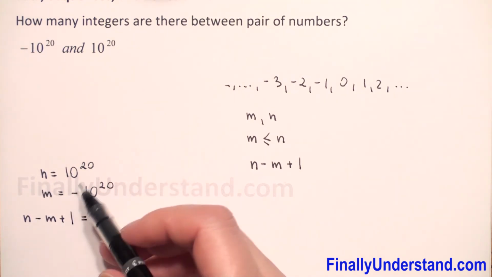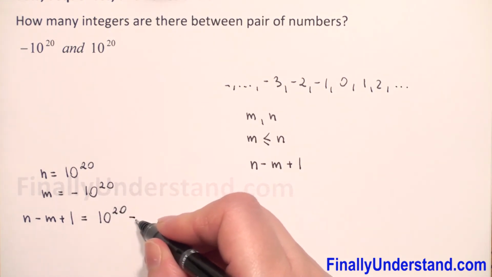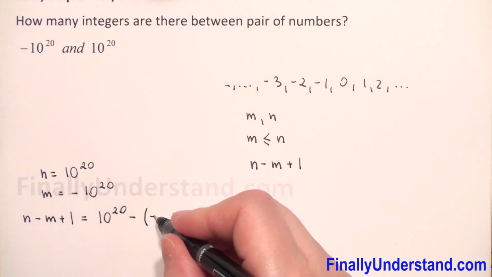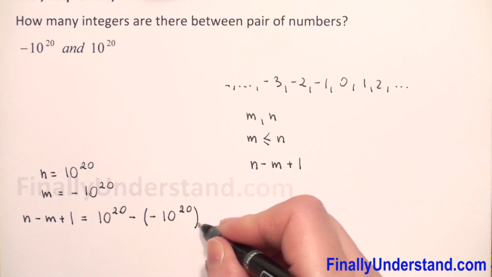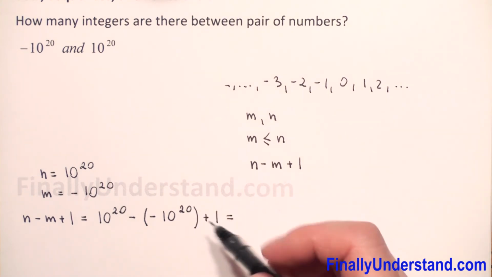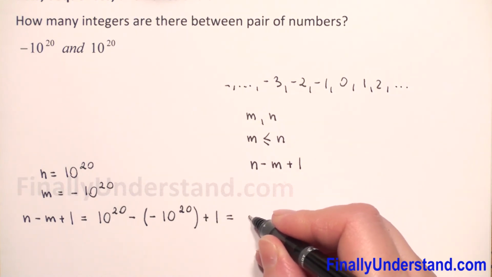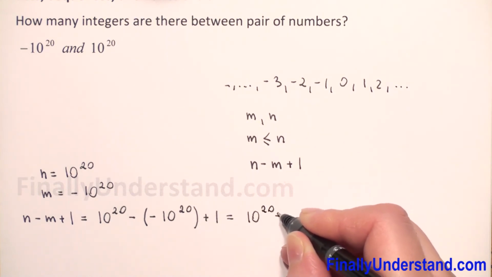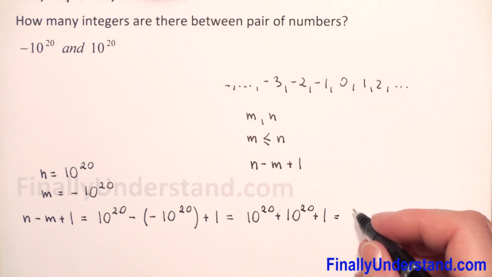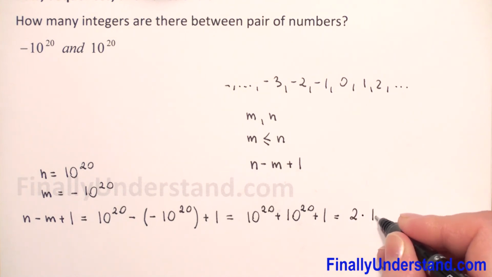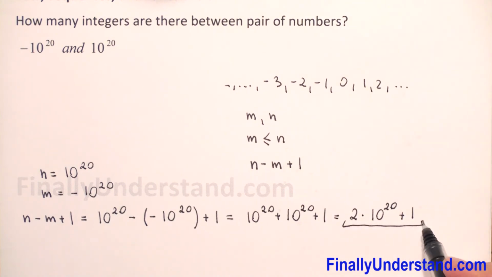So this is equal to, n is 10 to power 20, and we have minus, in parentheses, negative 10 to power 20. So now we have to add 1. So this is equal to, negative and negative give me positive, so we have 10 to power 20 plus 10 to power 20 plus 1. So this is equal to, we can write, 2 times 10 to power 20 plus 1. This is my solution.